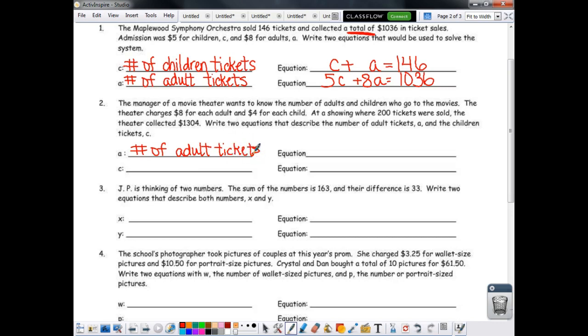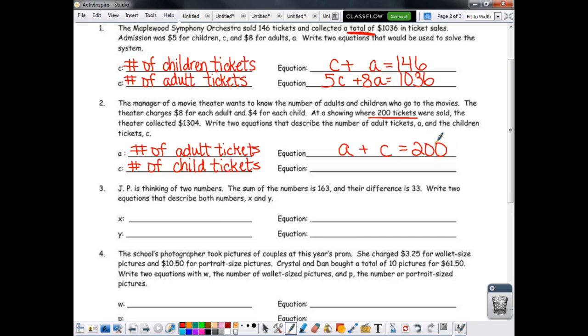And C stands for number of child tickets, right? Okay, so again, we have two options: adult tickets and children tickets. What is that going to equal? 200, because there were 200 tickets sold. So together, the adult tickets plus the children tickets should equal a total of 200 tickets.